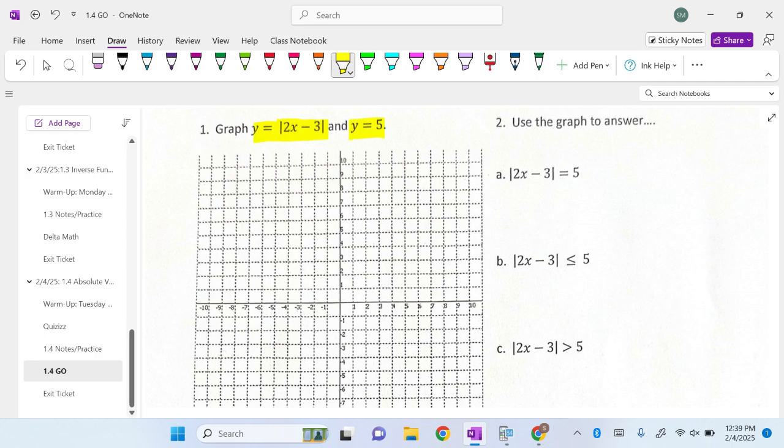And we're not going to do it in Desmos. We're going to actually do it on the graph. So we're going to graph it by hand. Now, if y equals 5, what type of line is that? It's a horizontal line where y is equal to 5. So that's very easy. That line would be right here. If I could draw a straight line.